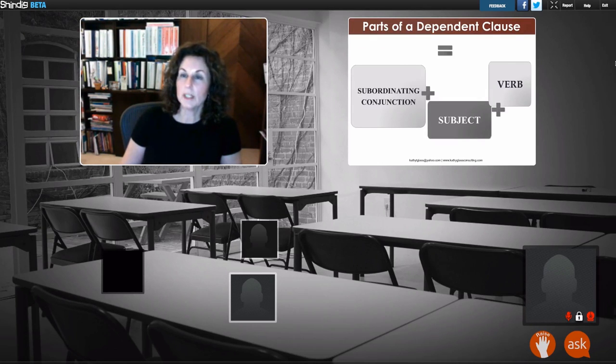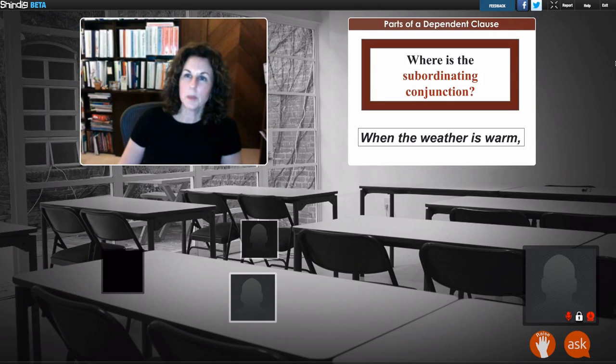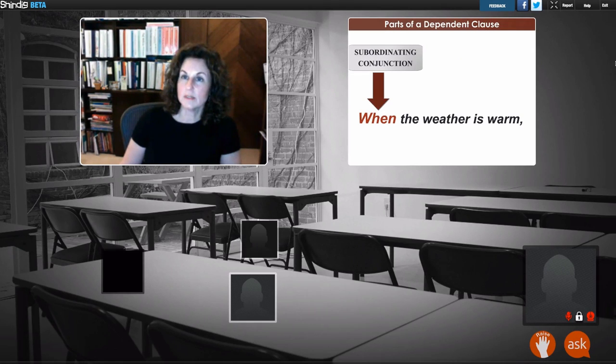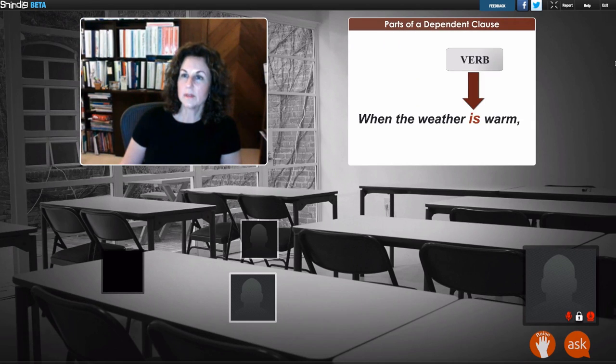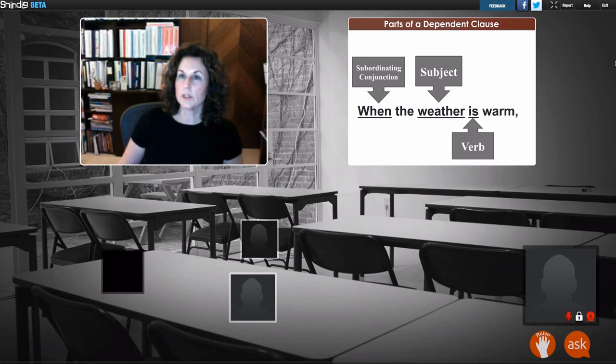So they need to know parts of a dependent clause, and here are the three pieces. Yes, there are other words and phrases within it, but these are the core parts of a dependent clause. Next. When we talk about a subordinating conjunction, that's the very first word or words in your dependent clause. So in this particular example, when the weather is warm, next please. Here's your subordinating conjunction. Next. The subject is the weather. Next. And your verb is. Next. So here are your parts of a dependent clause. When they're setting up an argument, they want to begin this way. Next.